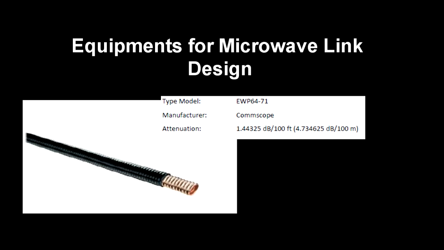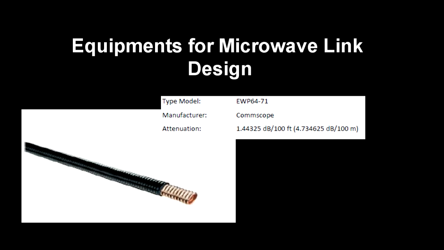Lastly, we have the waveguide. The spec sheet includes the attenuation of the waveguide that will also be used in the link budget. It is very important to choose the equipment that you need for the design because it has a huge effect on the transmission.